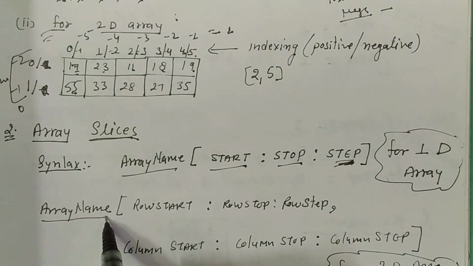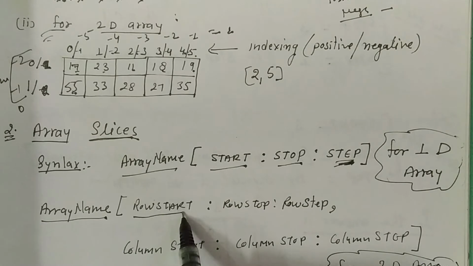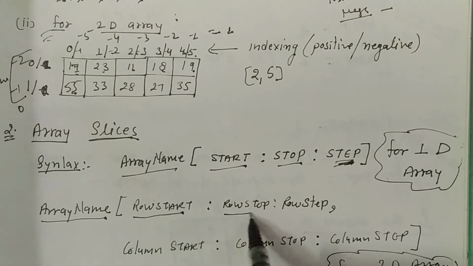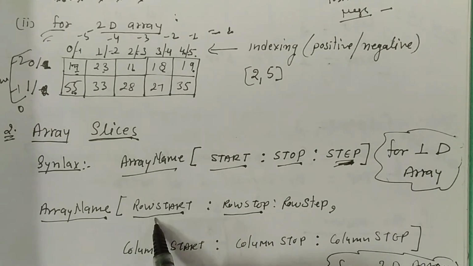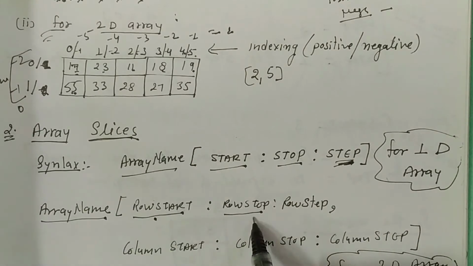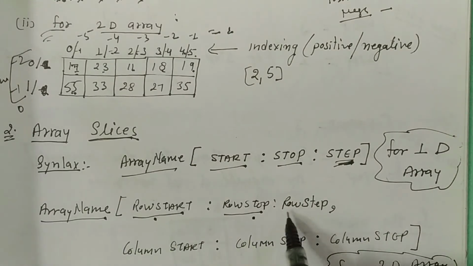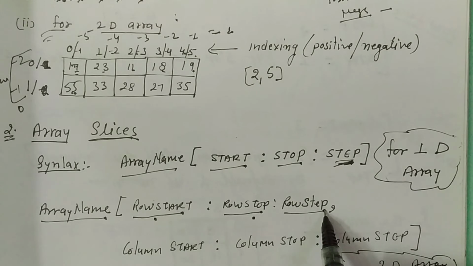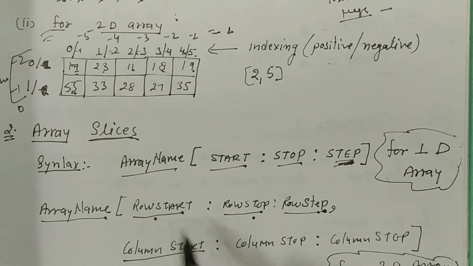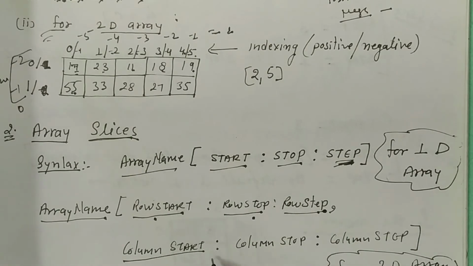Give the name of the array, the start of your row, and the end of your row, meaning from what row you want to start and on what row you want to stop. Then the row step, how many steps you want to jump. Then like that for the column: column start, column stop and column step.